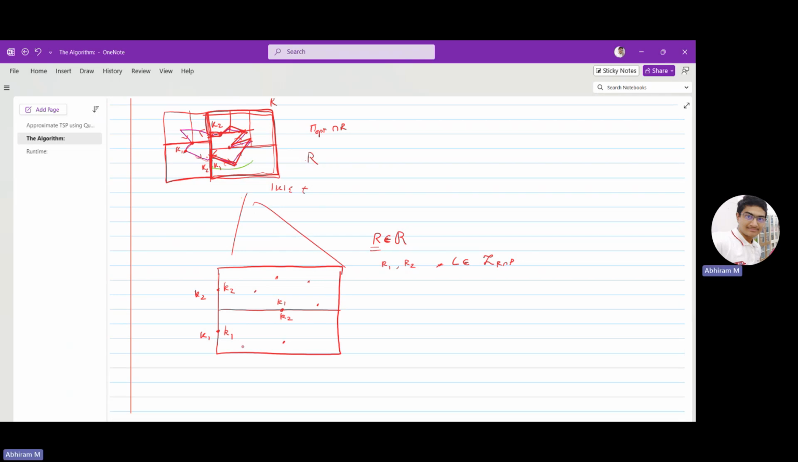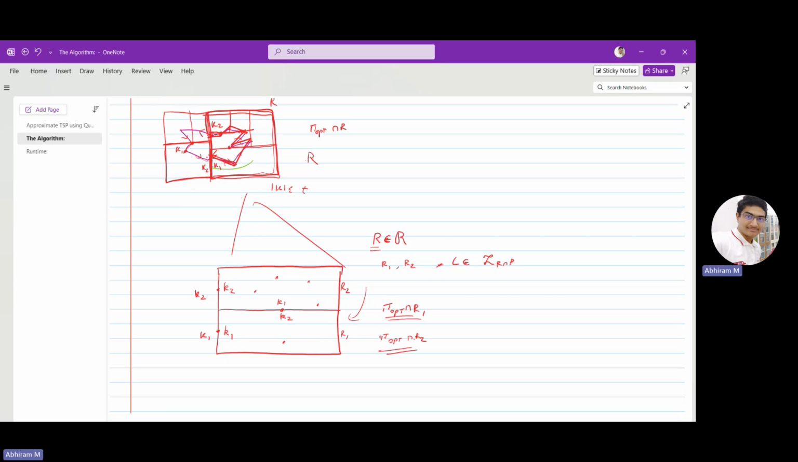And since we are going to be considering this smaller subproblem, we are going to be considering pi opt intersection R1. So let's call this lower rectangle R1, upper rectangle R2. But the point is that both R1 and R2 also belong to the RBSP. So we should be getting pi opt intersection R1 and pi opt intersection R2.